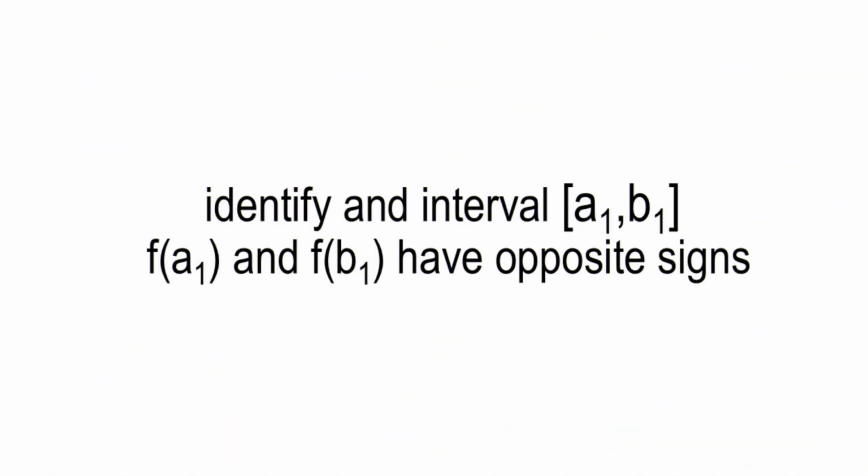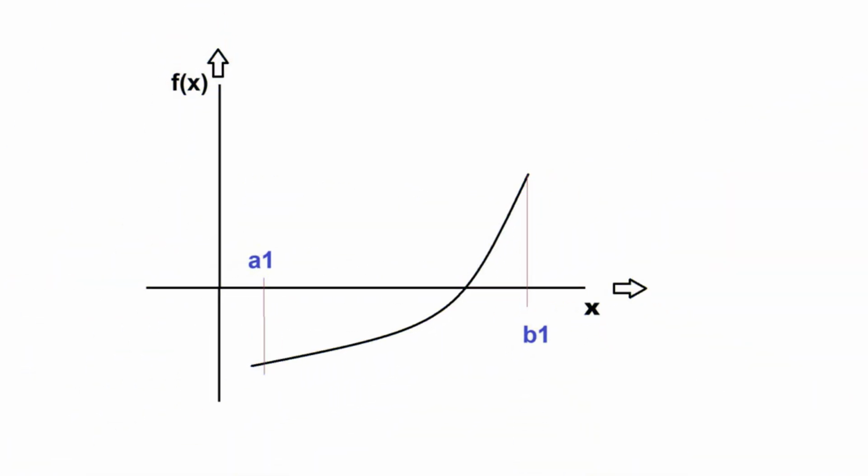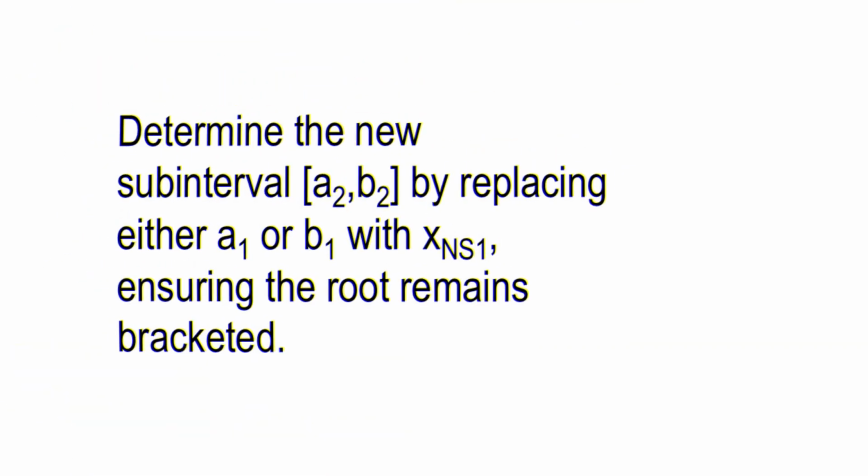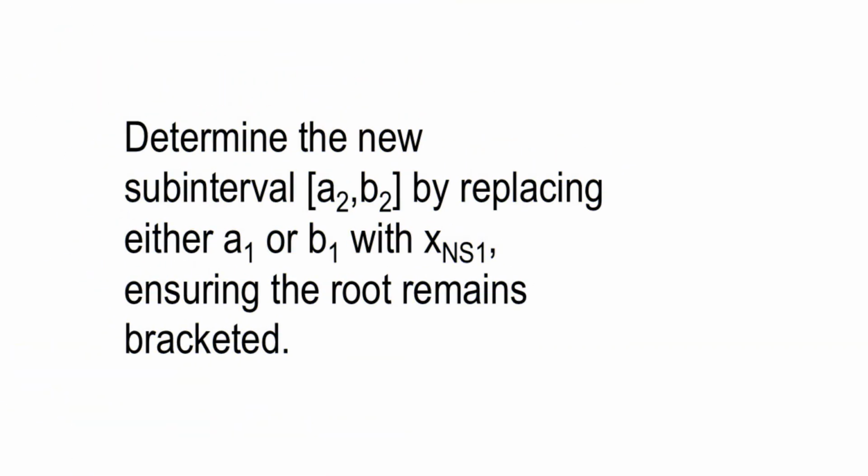First, identify an interval a sub 1 and b sub 1 that brackets the root, that is, f(a sub 1) and f(b sub 1) have opposite signs. Then, draw a straight line connecting (a sub 1, f(a sub 1)) and (b sub 1, f(b sub 1)). The first estimate x sub ns1 is the x-intercept of this line. Determine the new subinterval a sub 2 and b sub 2 by replacing either a sub 1 or b sub 1 with x sub ns1, ensuring the root remains bracketed.